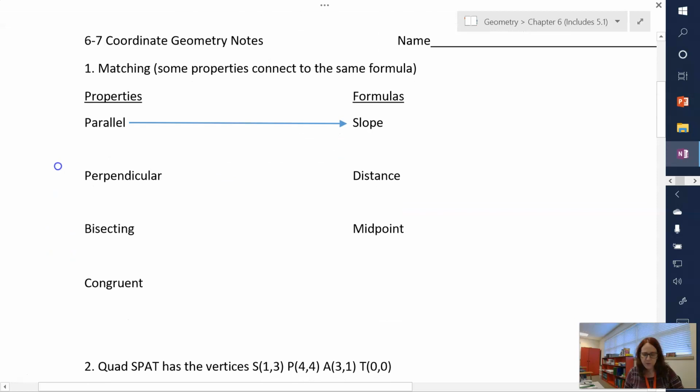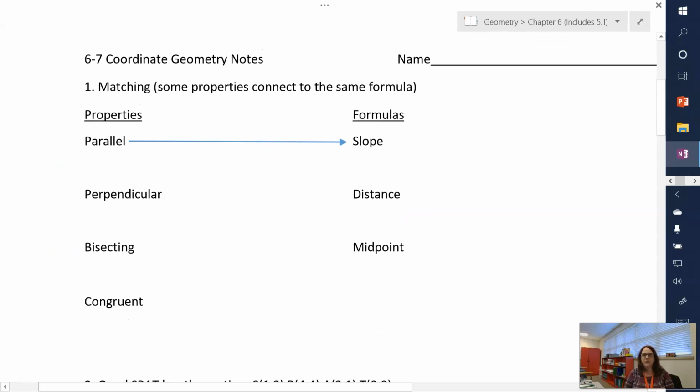And we're going to use certain properties that are going to help us classify these shapes. For example, we know that these are parallelograms, so we should have some parallel sides. We know that in squares and rectangles, you have 90-degree angles, so therefore there should be some perpendicular sides. We know that angles get bisected, and we also know that some sides are going to be congruent. And so to find these properties, there's actually some formulas that we can use.